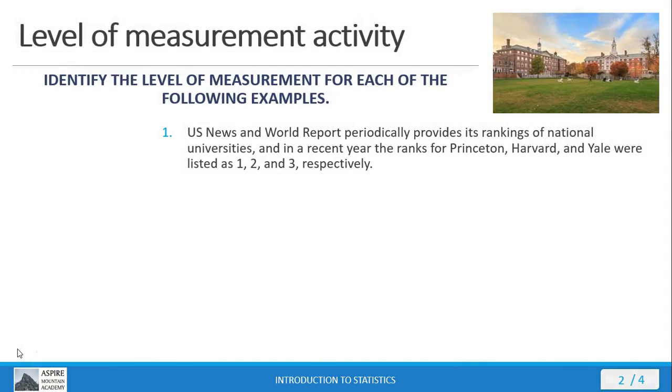Okay, with that introduction, here's our first example. U.S. News and World Report periodically provides its rankings of national universities, and in a recent year, the ranks for Princeton, Harvard, and Yale were listed as 1, 2, and 3, respectively. What level of measurement do we have here? I'll give you a moment to make your reply.